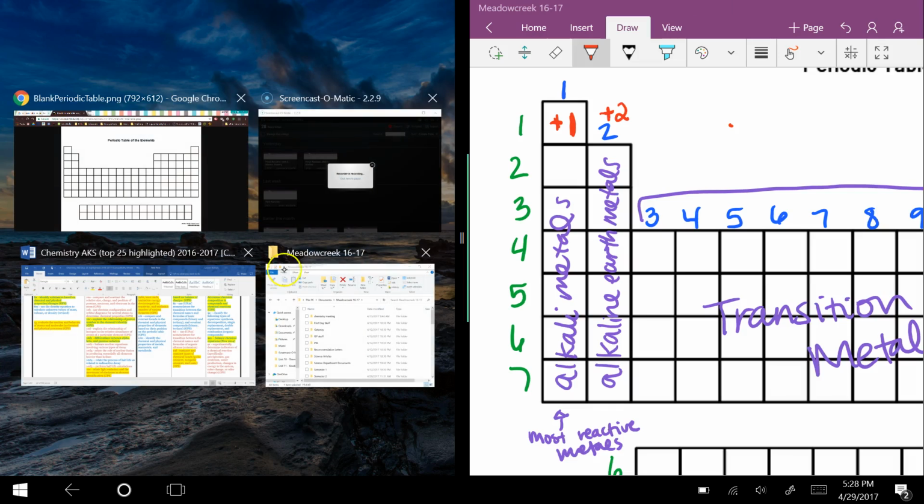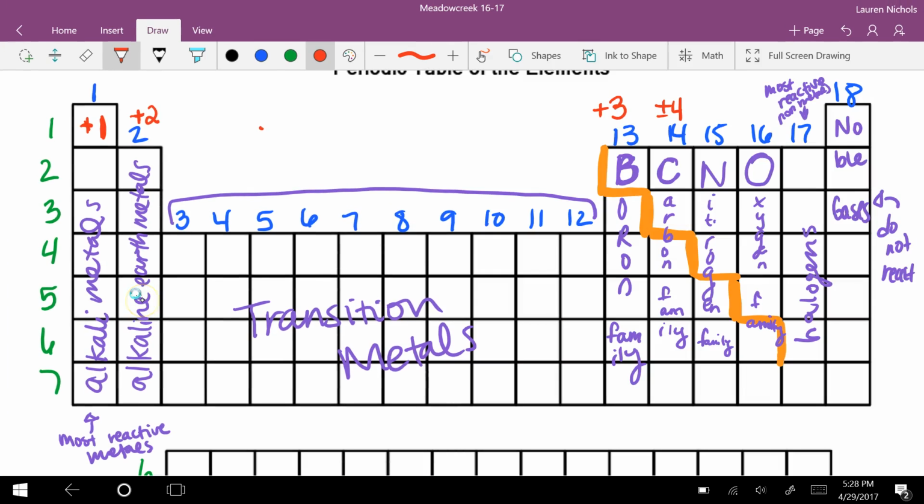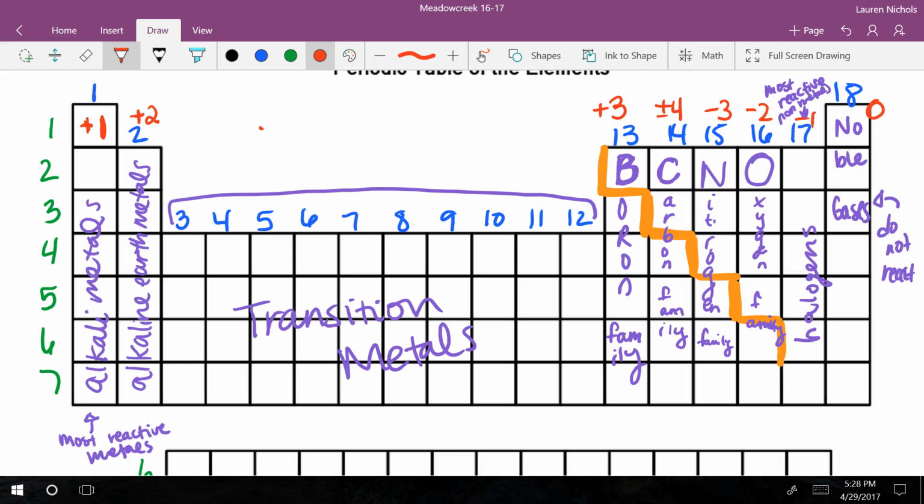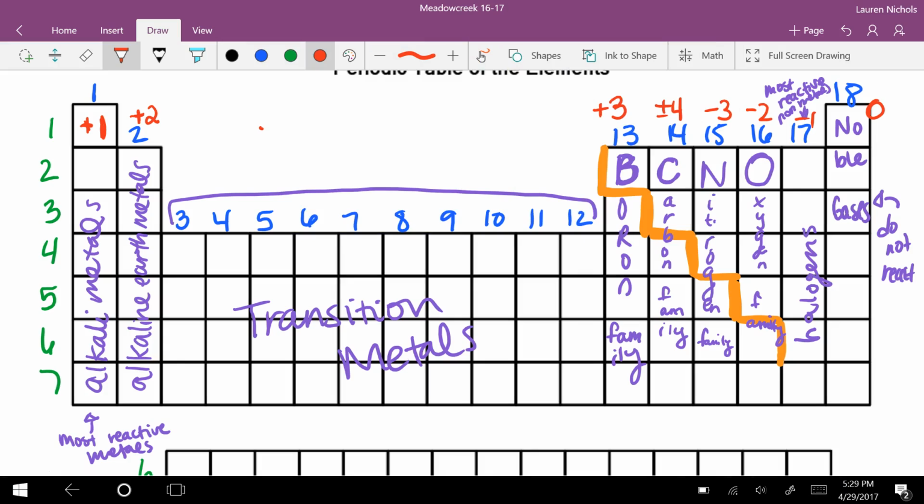Column 15 is always -3, -2, -1, and then column 18 does not add or lose electrons, which is why it does not react. It doesn't need any extra electrons, nor does it want to give any of its away. It is very happy. This is called the octet rule, okay, which I believe we spoke about in our last video.